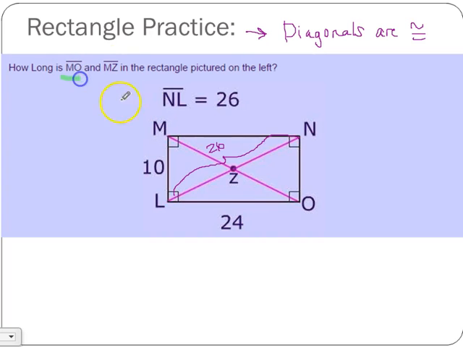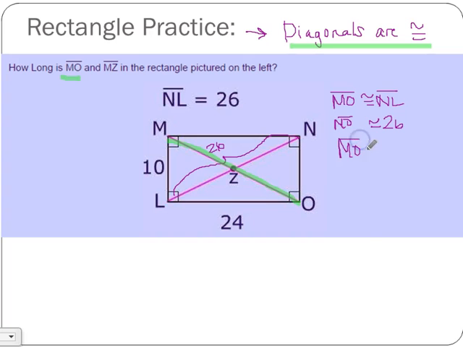So MO is from M to O. Remember, we learned that the diagonals are congruent in rectangles. So if we know the diagonals are congruent, we know that the length of MO has to be congruent to the other diagonal NL. Well, we know that NL is 26, so we also know that MO must also be 26. So the length of MO has to be equal to 26 because the diagonals are congruent in rectangles.